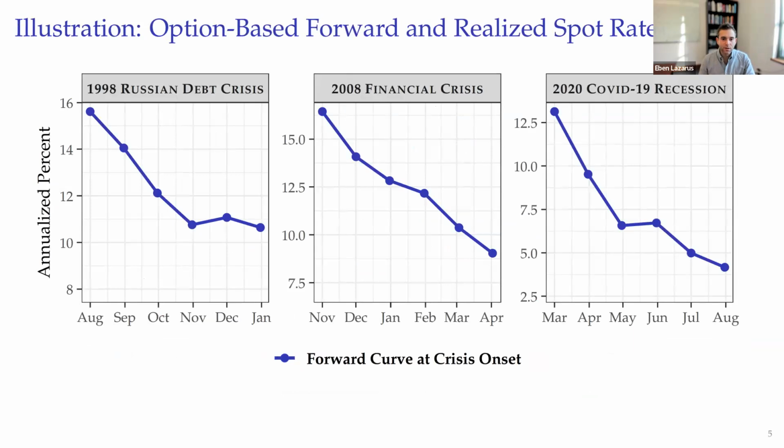So I think it's useful just to illustrate in a few cherry-picked crisis episodes that make things look quite nice and easy to understand. So in all three cases here, what I'm doing is plotting the forward curve. So this is the 1 month forward expected return starting in each of the months on the x-axis in the 1998 Russian debt crisis, 2008 financial crisis, 2020 COVID recession. And this is conditioning on the beginning of the crisis already having happened. So this is in 2020 at the end of March. What do we measure based on option markets for the forward expected log return on the market?